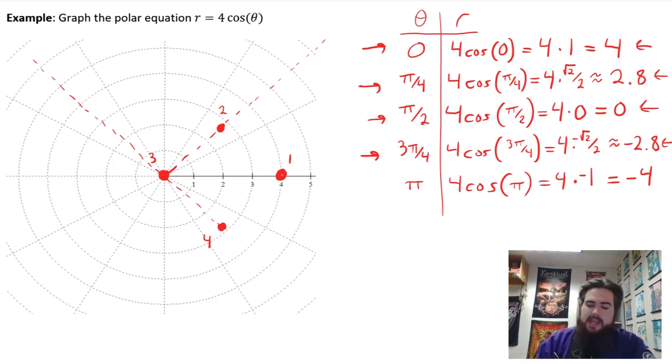The last one we have is pi, the radius of negative 4. That means face towards pi, which is back this direction. And when facing towards that direction, walk backwards a distance of 4. If I face towards pi, walk backwards 4, that puts us actually right back to where we started.